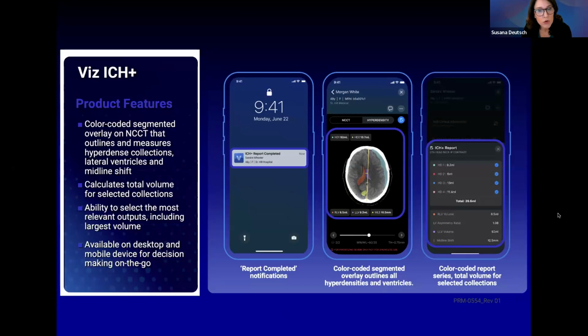On the third screen here on the right, you will see that you can opt to look at this data in a report format, where you can see multiple hyperdensities are identified. If you check or uncheck the hyperdensities of interest, it will automatically calculate the total volume for those hyperdensities. So that gives you the ability to select what's of interest and have all the relevant measurements automatically on your mobile and desktop versions.